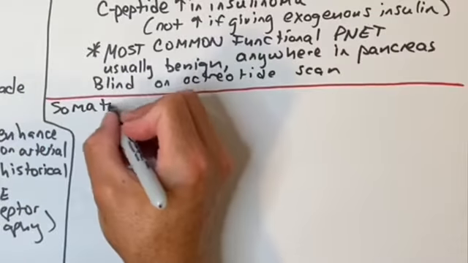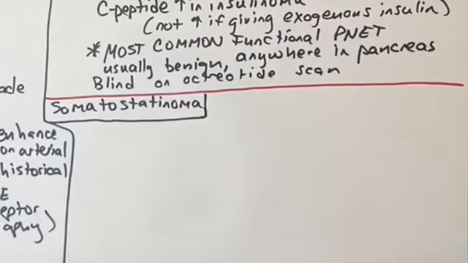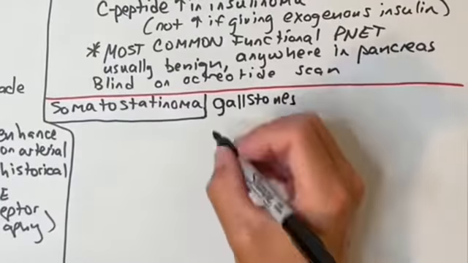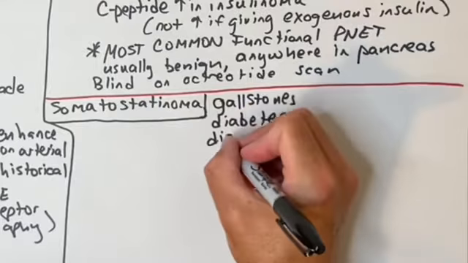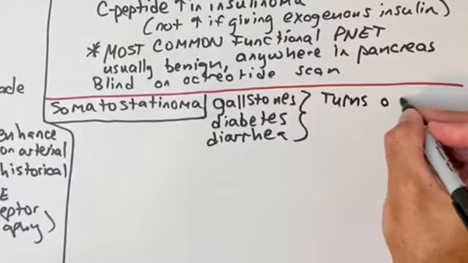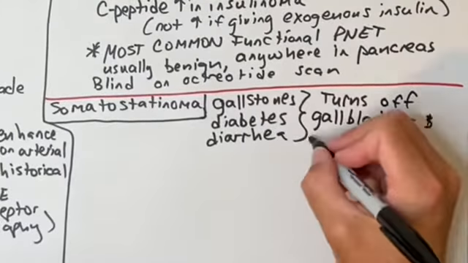Next, delta cells can make somatostatin. A somatostatinoma, however, is extremely rare. It can present with gallstones and diabetes and diarrhea because the somatostatin shuts down gallbladder and pancreas function.